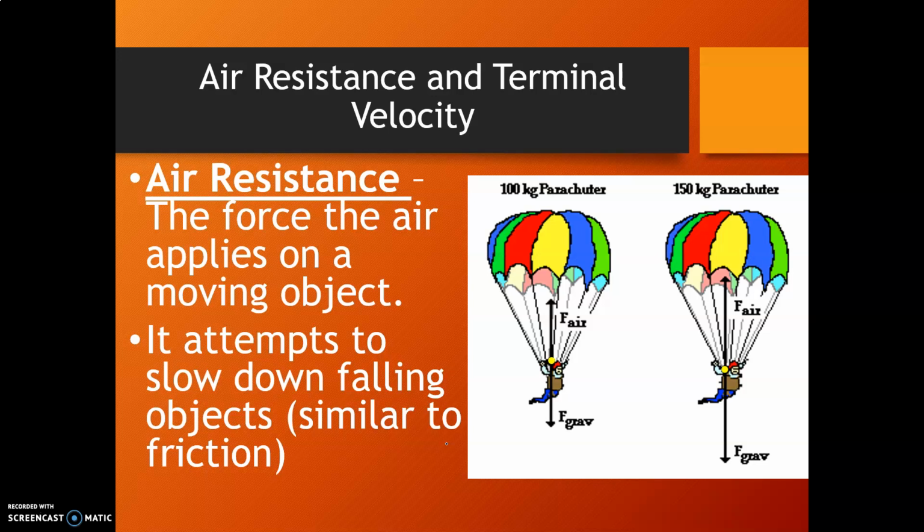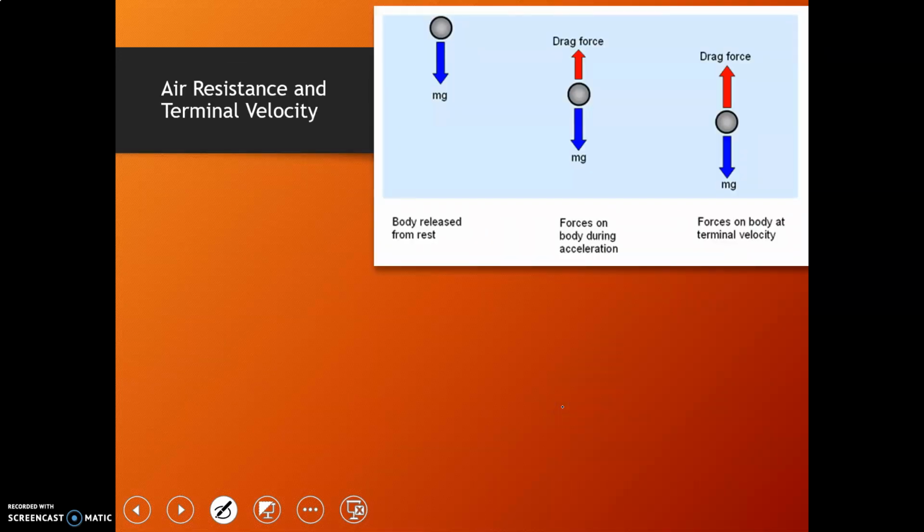So here we have two parachuters, one that is 100 kilograms, one that is 150 kilograms. If you compare the two people that are jumping through the air with a parachute, you'll notice that the more mass that the person has, the larger the magnitudes of the gravity and the air resistance. So notice that the magnitude for the 150 kilogram guy is way larger than the magnitude for the 100 kilogram dude.